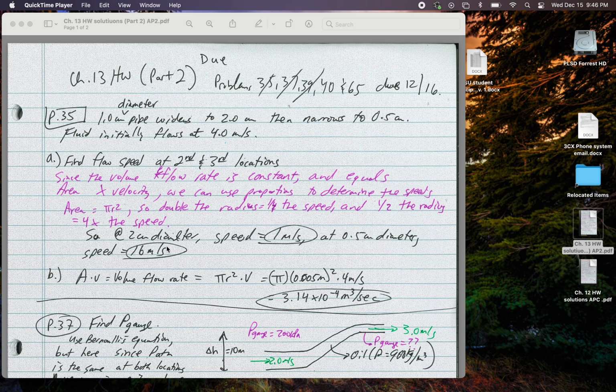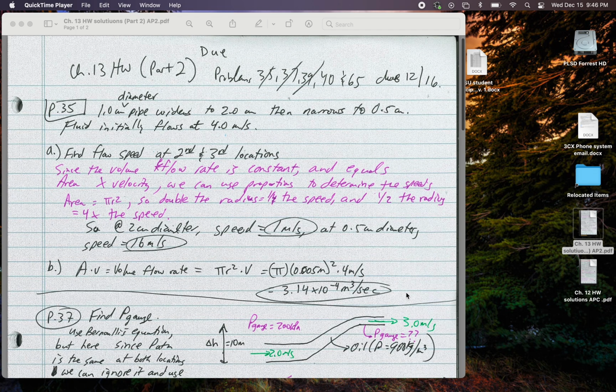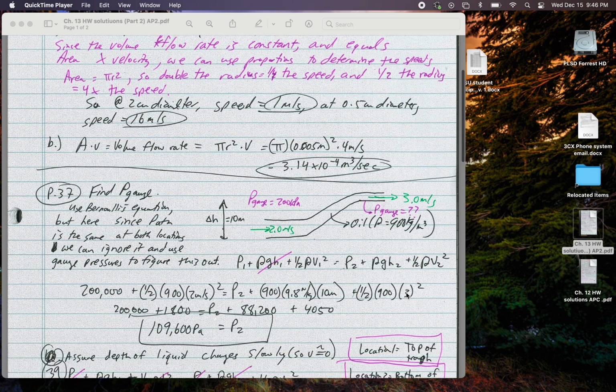For Part B, when you're looking at the volume flow rate, here we actually do have to have exact values. So I'm going to use the radius of this initially. It was 1 centimeter diameter, so it's 0.5 centimeters radius. That's 0.005 meters squared times pi, and then that's 4 meters per second. So that gets me pi times 10 to the negative 4th cubic meters per second.